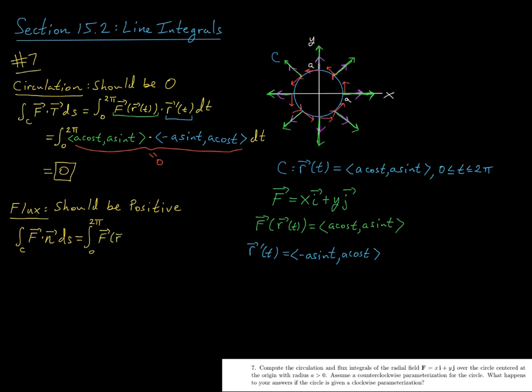So I'm still going to look at, of course, our field evaluated along our path. And now, instead of dotting this with the derivative vector, I want to dot it with what I'll call r perpendicular prime.